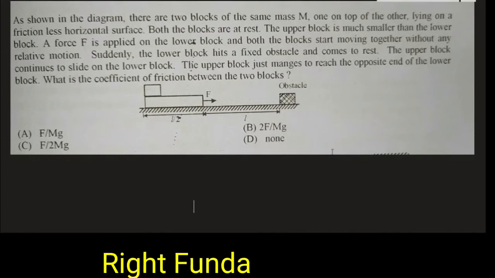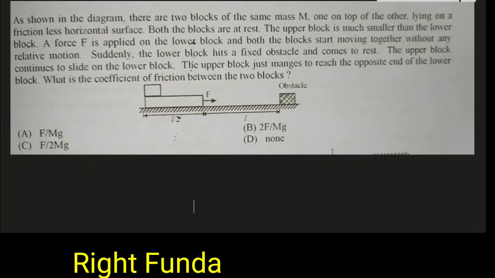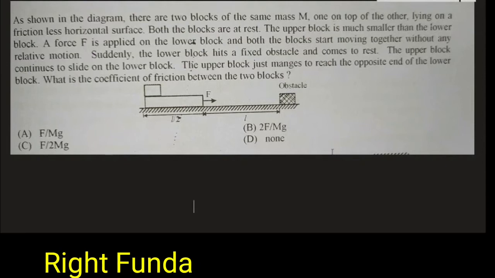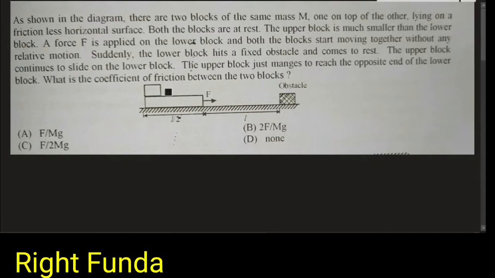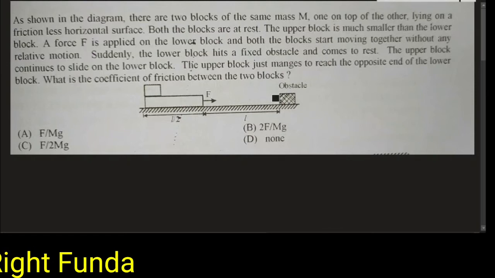The question asks, if the upper block just manages to reach the opposite end of the lower block, then what is the coefficient of friction between the two blocks? So what the question is saying is, there were two blocks, and you applied some force so that they moved together and hit this obstacle. After they hit the obstacle, the lower one comes to rest. The upper one continues moving, and after some time it comes near the obstacle and stops here. So find the coefficient of friction between the block and the plank.